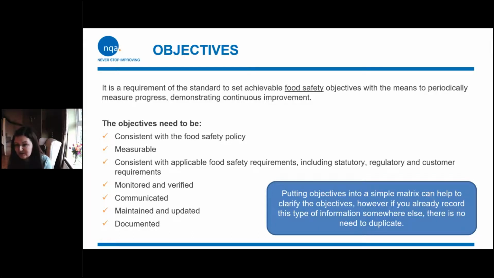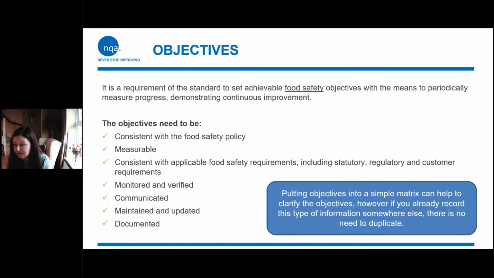So when setting objectives for the food safety management system, they need to be achievable, but they need to be relevant. So they need to be consistent with the food safety policy. You need to be able to measure them. They need to be within your regulatory requirements or your customer requirements. You need to be able to monitor them. You need to be able to verify that monitoring. You need to have communicated them with the business or stakeholders. And then we need to maintain those objectives, continually monitor and verify until they're met, and we need to document them.